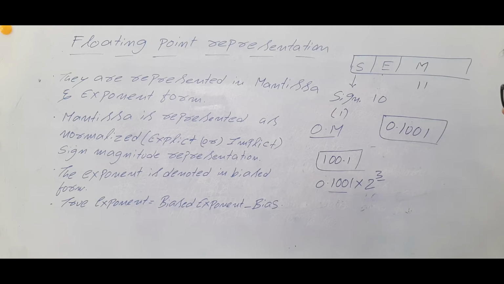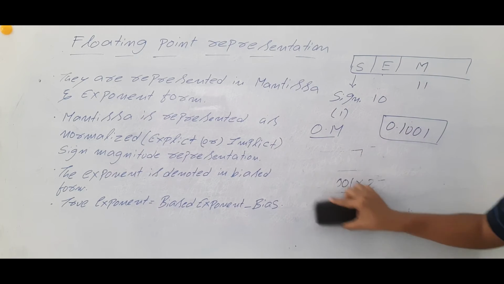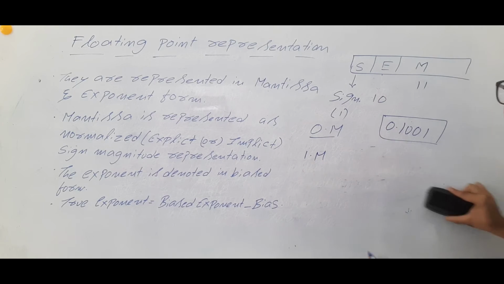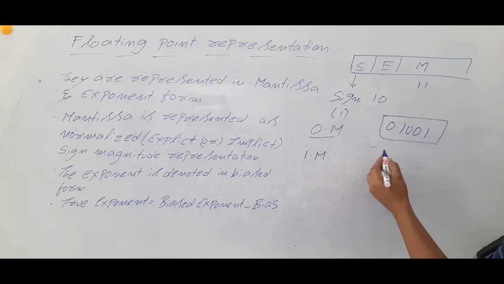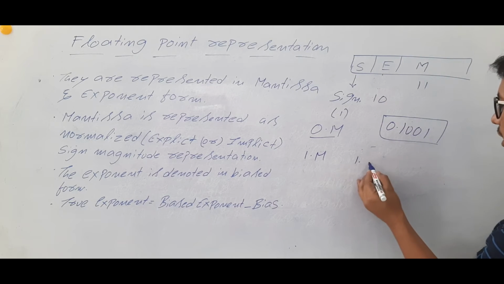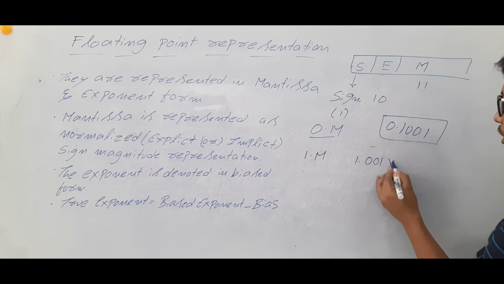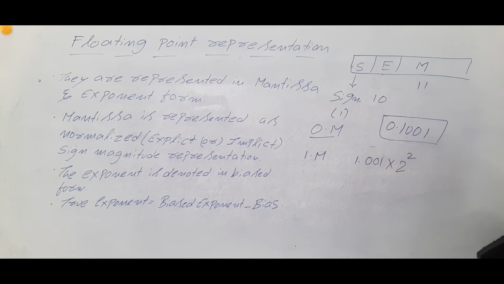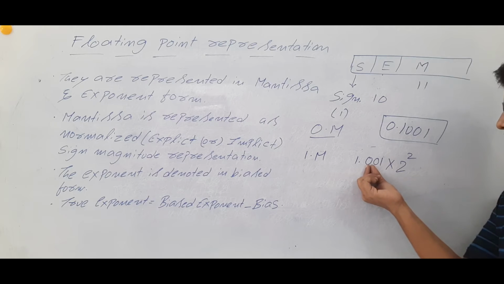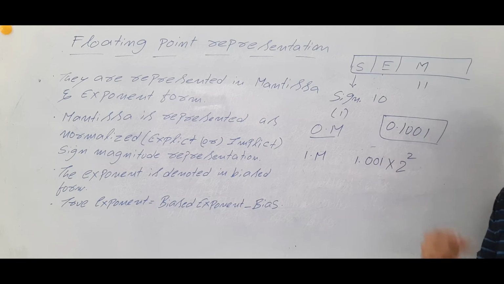Now if I want to represent the same one using implicit, we have to represent it in terms of 1 point M. Meaning this 1 I will shift here, and I will write 1.001 into 2 power 2. Are you able to understand? So now what is happening? You will increase the precision, because if it is 4 bits, already the mantissa is 001, you can add another 1.